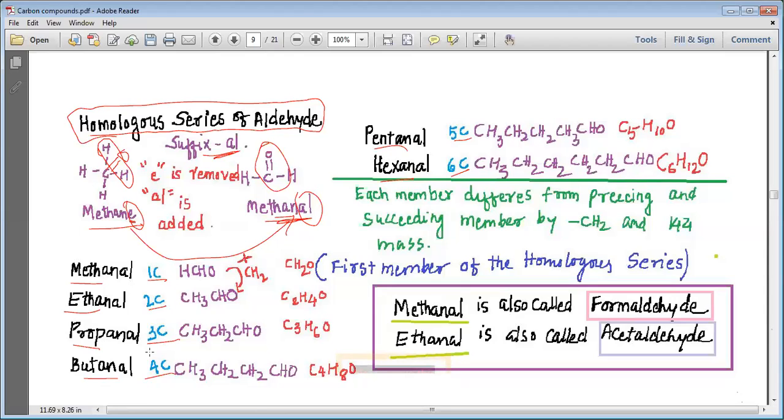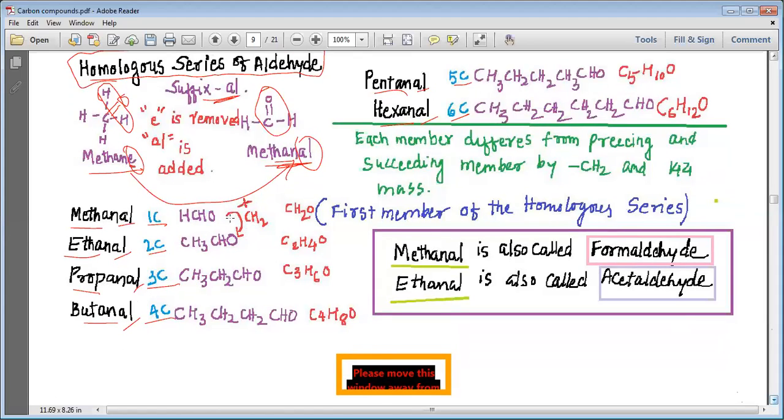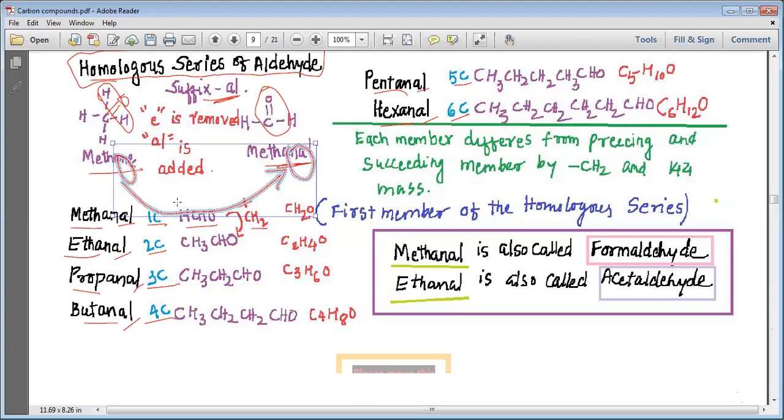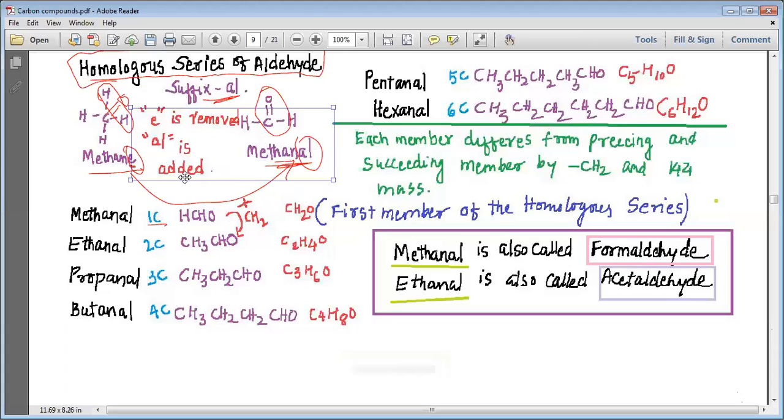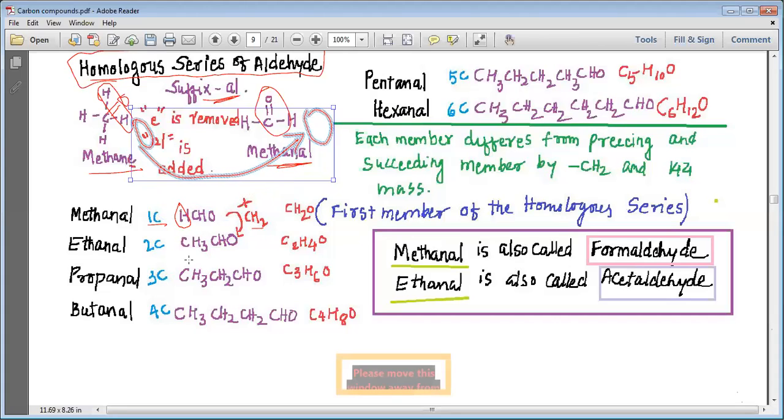So we have methane, ethane, propane, butane, pentane and hexane. The E is removed and replaced by -al. So we can have methanal, ethanal, propanal, butanal, pentanal and hexanal. When you look at their structures or formulas, when CH2 is added to CHO, the H combines with the CH2 and it becomes CH3 and CHO, so it is CH3CHO.